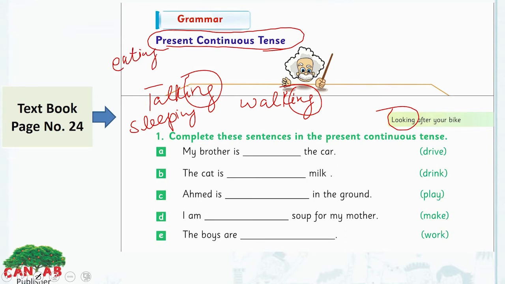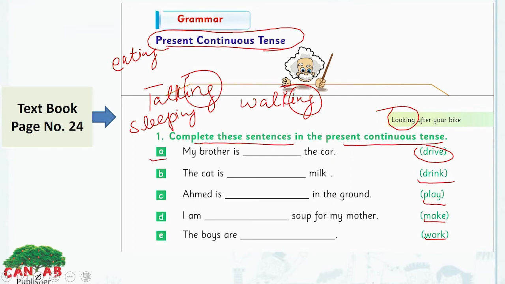It indicates that something is going on, the action is going on right now in the present situation. So look here, there are some sentences here. Complete these sentences in the present continuous tense. We have given the verb first form here in the brackets: drink, drive, play, make, work. We have to change it into present continuous tense by adding ing to it.